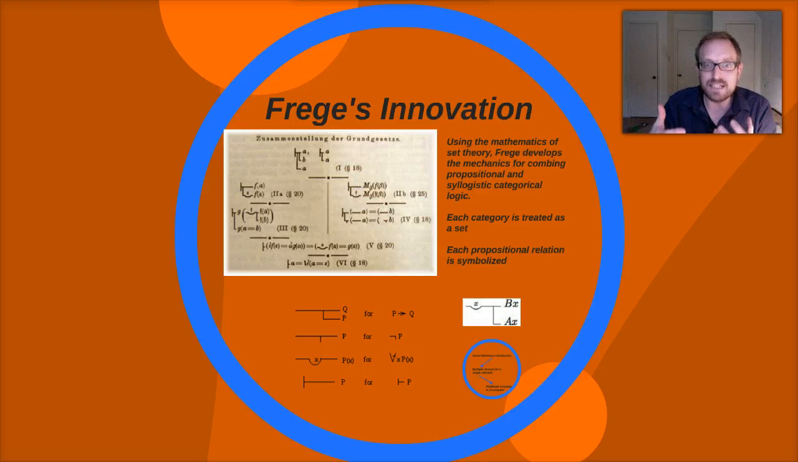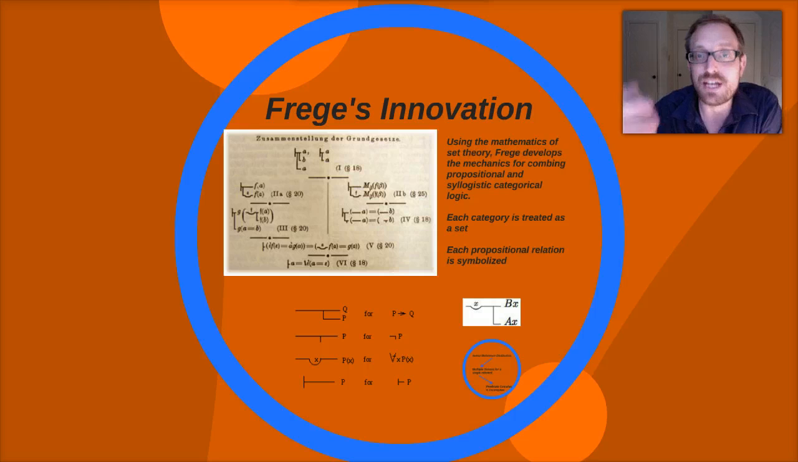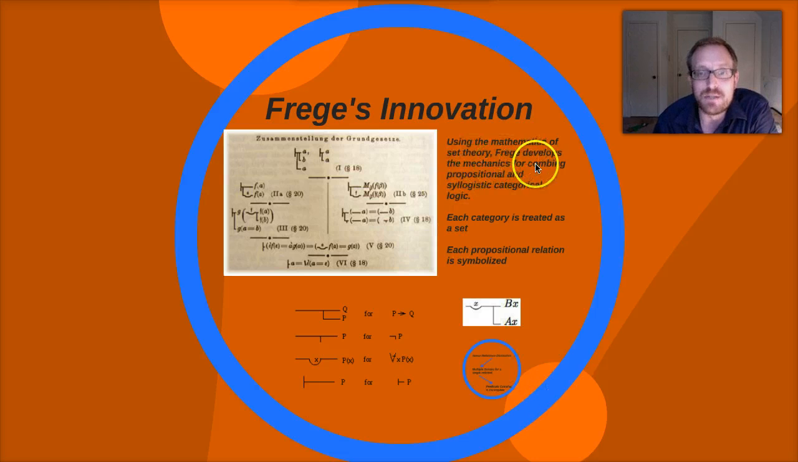And if you're relating these together, what Frege is able to do is basically realize that Cantor's set theory can be employed to organize the relationships between propositions and their quantifiers. So we might say that Frege develops the mechanics for combining propositional and syllogistic categorical logic, where each category is treated as a set and each propositional relation gets symbolized.